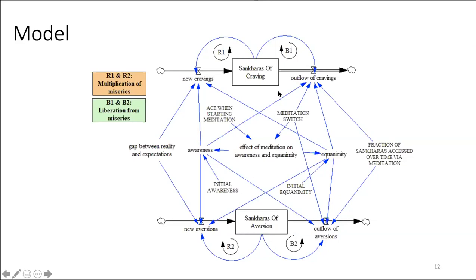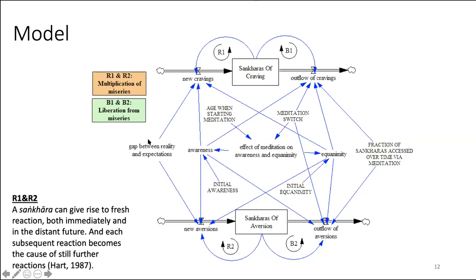But importantly, it also depends on the level of already accumulated sankhara. So what is theorized is that a sankhara can give rise to fresh reaction both immediately and in the distant future, and each subsequent reaction becomes the cause of still further reactions. This is a quote from the book, which is clearly describing a reinforcing feedback. So this is an important element of the model, which I've called reinforcing feedback of multiplication of miseries.